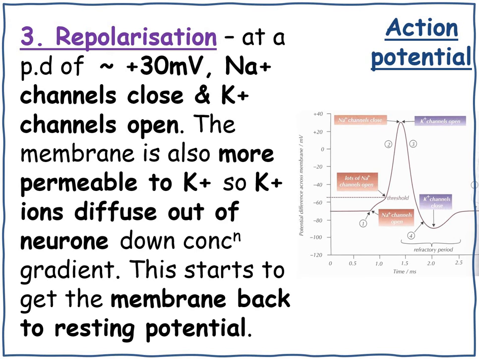At the top of the action potential, which is around 30 millivolts, but again you'd have to read off the graph in the exam question, the sodium channels close, but the potassium channels open. And therefore the membrane becomes more permeable to potassium. So potassium ions diffuse out of the neuron down the concentration gradient. And this starts to get the resting potential back to normal, because if positive potassium is moving out of the neuron, it's going to become more negative inside in comparison to the outside.